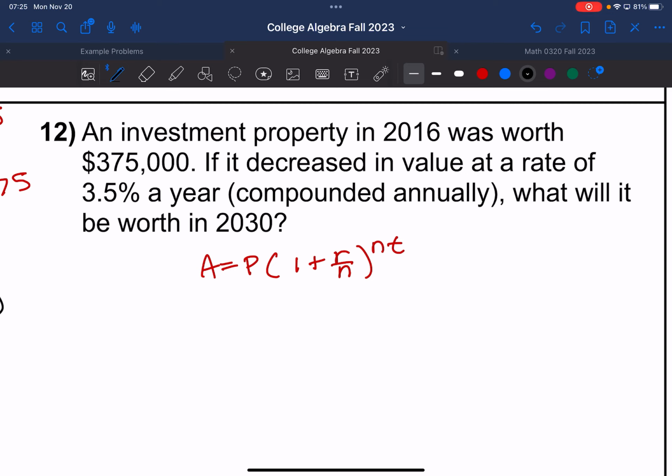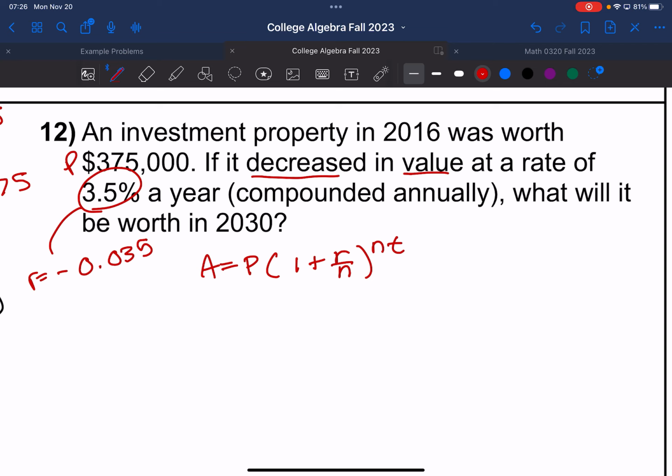Okay. So P is our initial investment. So how much did we buy the property for? Okay, so that's our P value. Our rate is going to be what decimal? 0.035. But it says that this rate is decreasing the value of the house. So would our rate be positive or negative? Negative. So we have a negative rate because it is decreasing the value of our house.